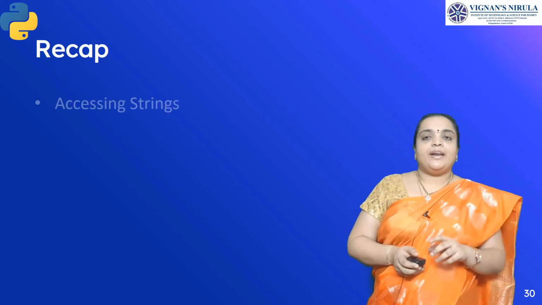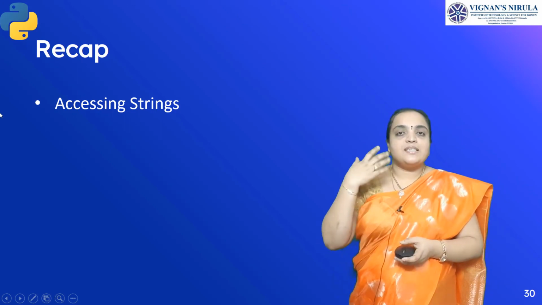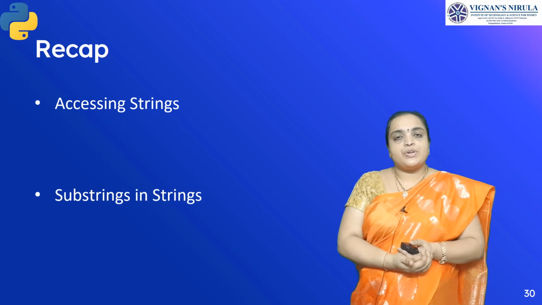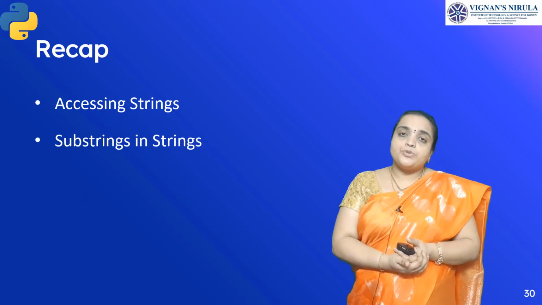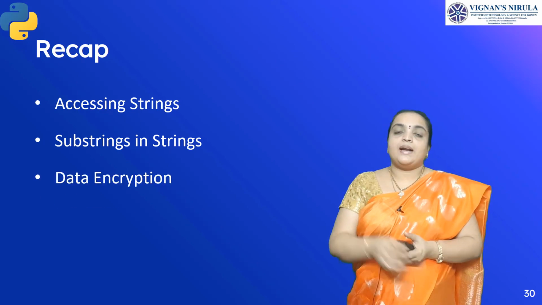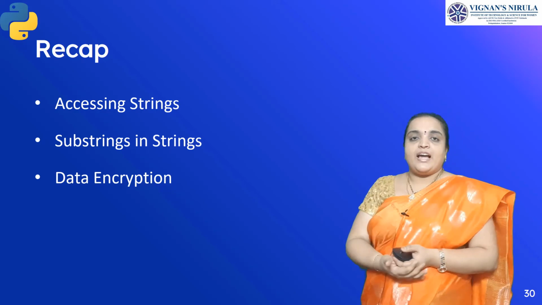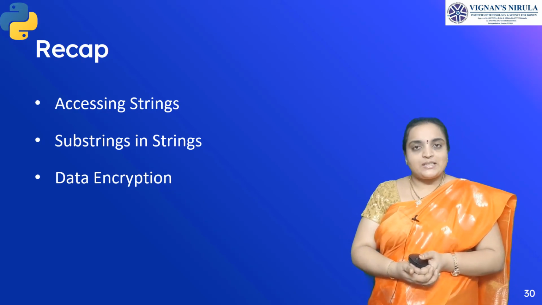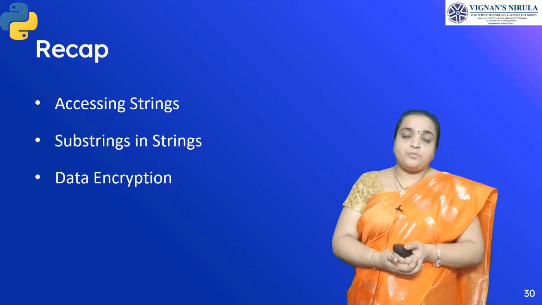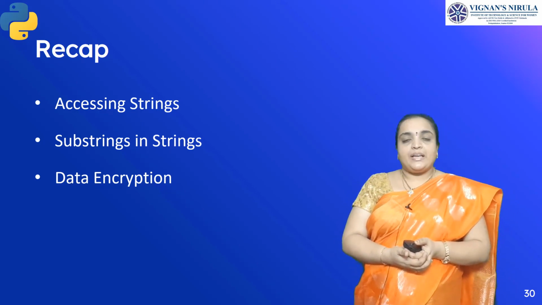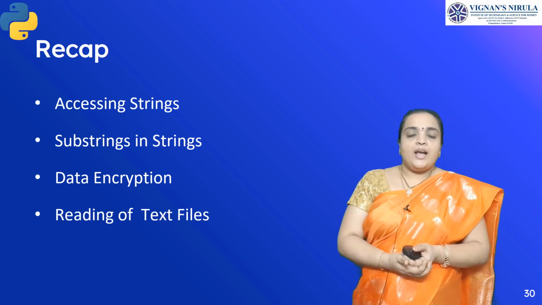So let us have a recap of what we have discussed till now. We have seen accessing a string. How do you access a string? By using its index, isn't it? How do you access a substring? By using the slicing operator, that is colon. Then data encryption is done by using the Caesar cipher. Plain text is converted into Caesar cipher text by using the data encryption algorithm, and that is decrypted into plain text by using the data decryption algorithm.